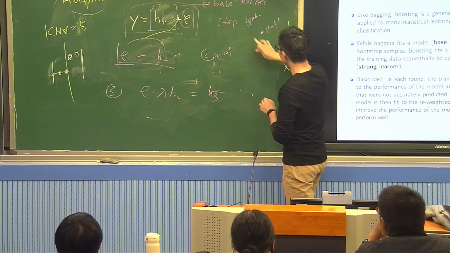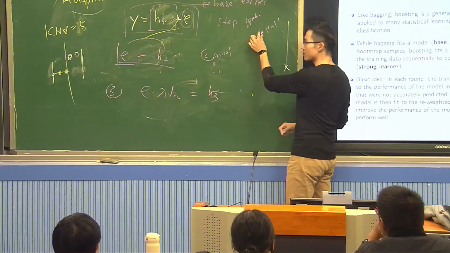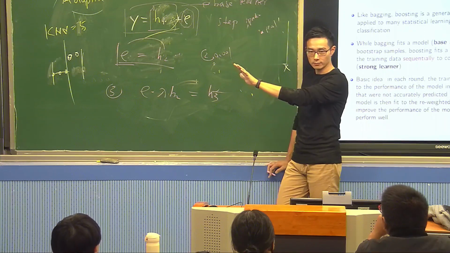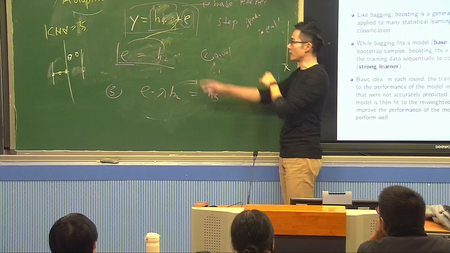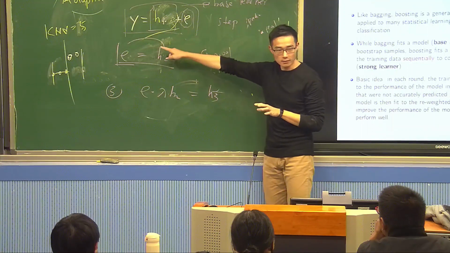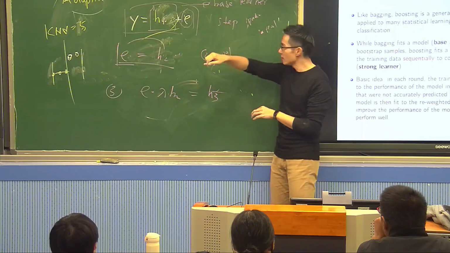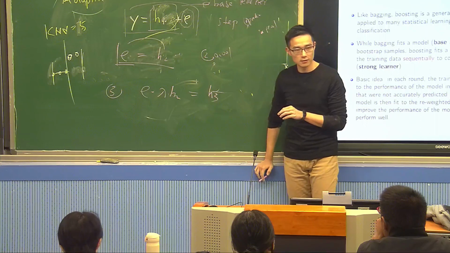If my prediction is very close, so the error is small, then this data point in the next round doesn't matter anymore because I make a very good prediction here. In this case, E is close to 0, so it doesn't matter. In the next round, I will try to fit the large E, okay? Meaning the points that were not correctly predicted in the previous round.